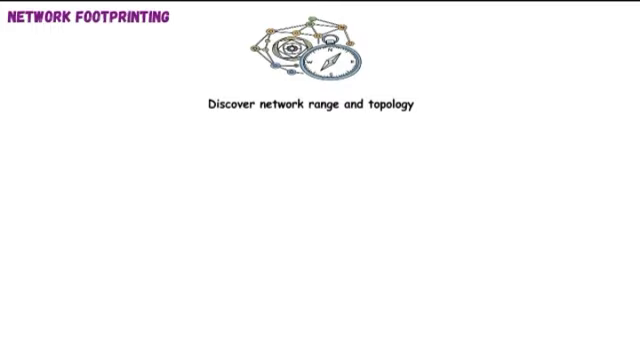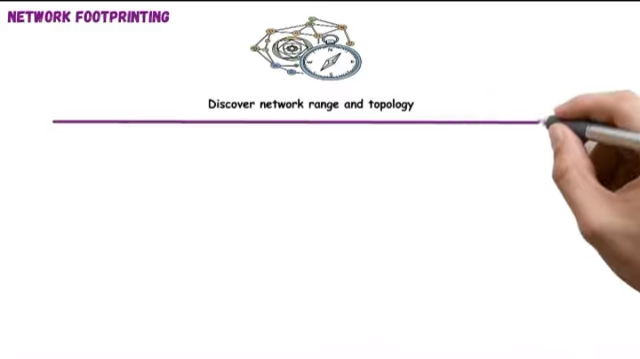Techniques include using traceroute to map the path to a host, which reveals intermediate routers and gateways. Port scanning tools are also used to identify open services on hosts, providing clues about their function and potential vulnerabilities. Additionally, network scanning tools can detect live hosts within a specific IP range.